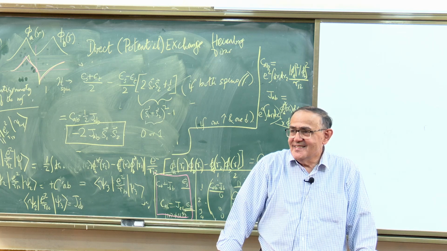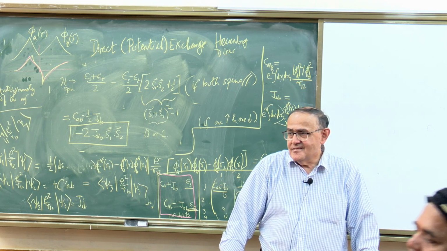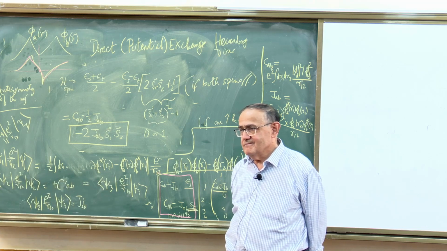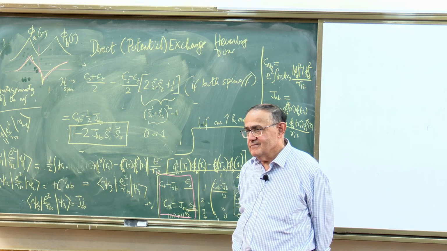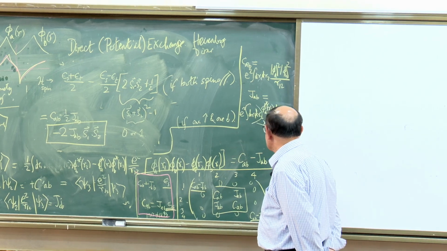So as you can see, CAB is always positive because the integrand is always positive. But can we comment anything about the sign of J? I think you can. Offhand, I don't know.